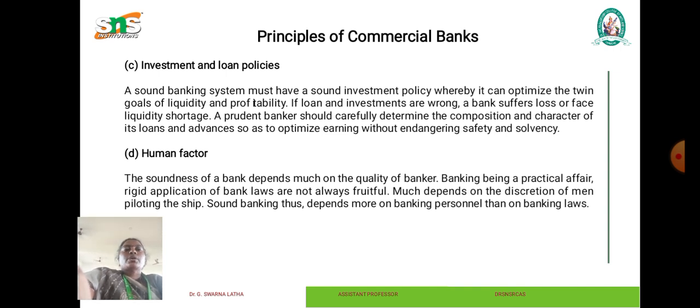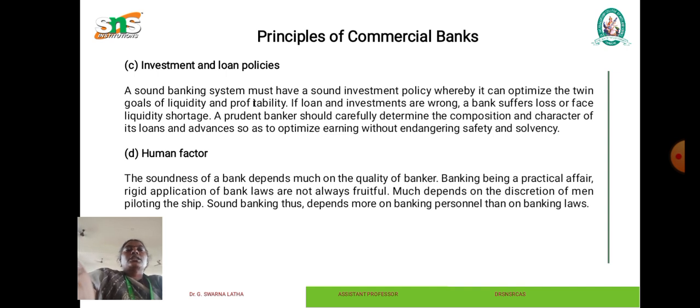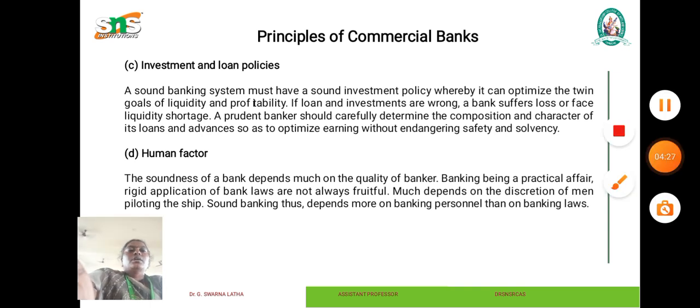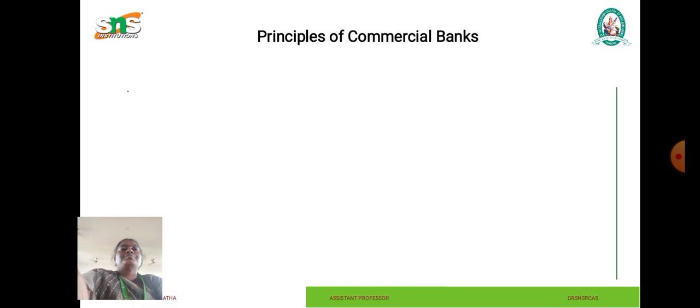The next one is human factor. The soundness of a bank depends much on the quality of a banker. Banking being a practical affair, rigid application of bank laws is not always fruitful. Much depends on the discretion of the men piloting the ship. Sound banking thus depends more upon the banking personnel than on banking laws.